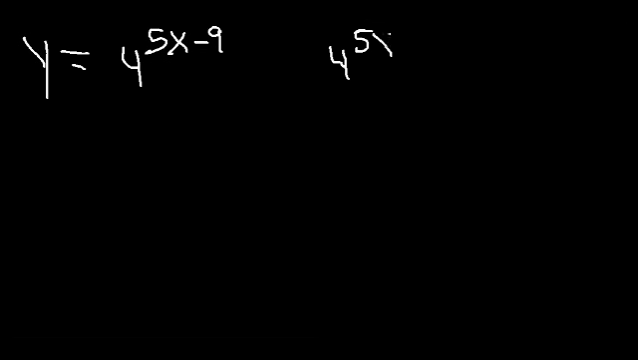To try this one, let's say if y is equal to 4 raised to the 5x minus 9. Find the derivative using logarithmic differentiation. So we know the answer is going to be the same thing, times the derivative of 5x minus 9, which is just 5, times ln 4. But use logarithmic differentiation to prove that this is the correct answer.